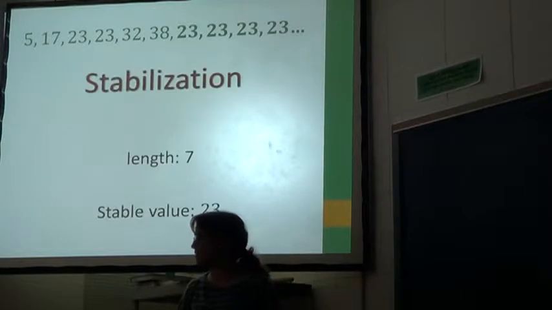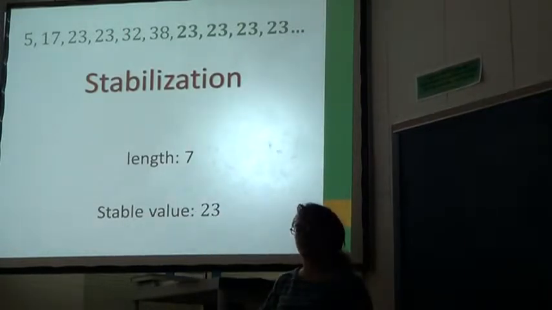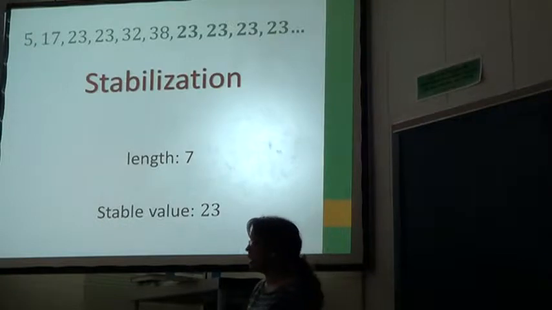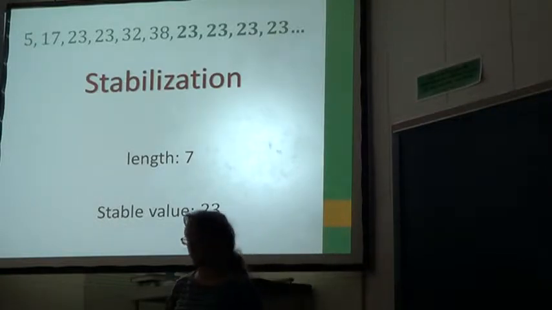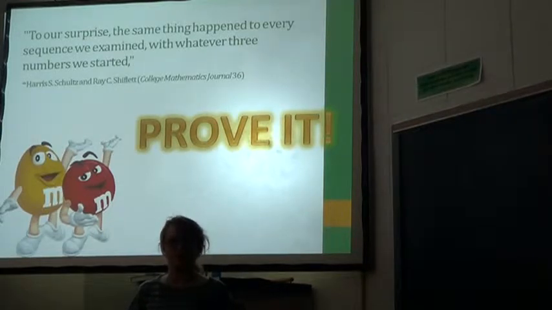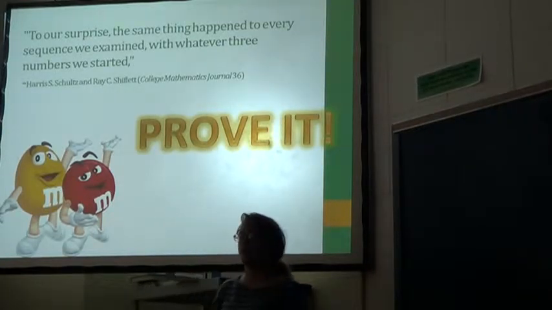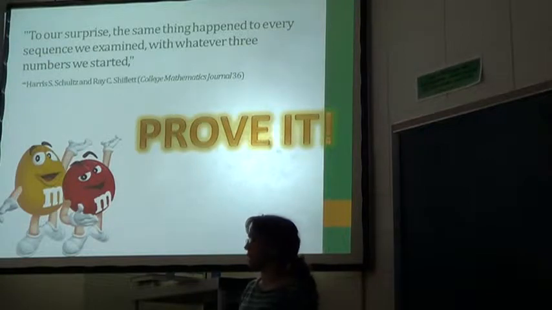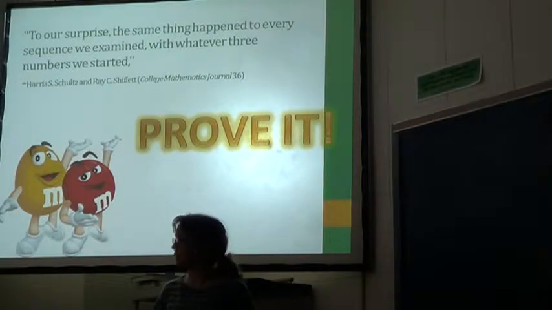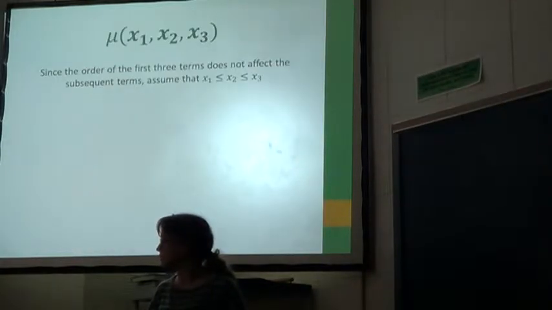This is called stabilization. The length of this sequence is 7 because it's the 7th term at which the terms begin to repeat, and the stable value is 23 because it is the term that repeats. Interestingly, all M&M sequences that we've ever looked at do stabilize. But we haven't proved yet that they will all definitely stabilize.